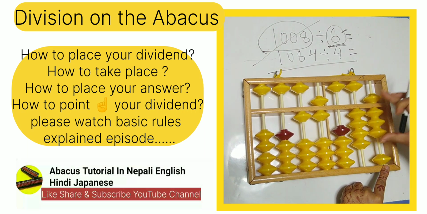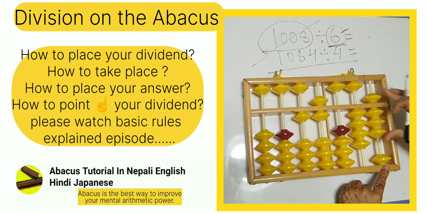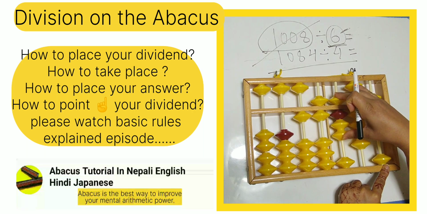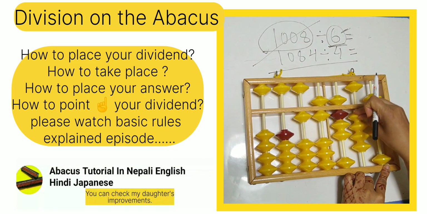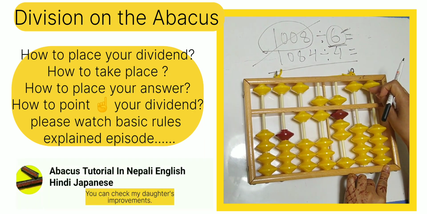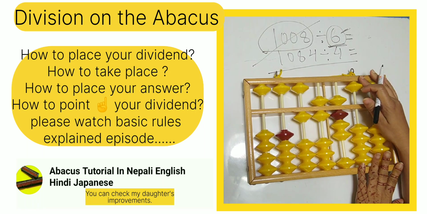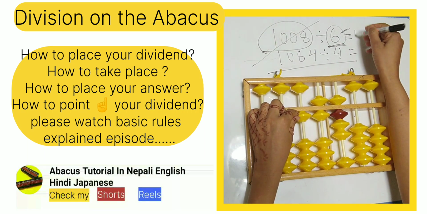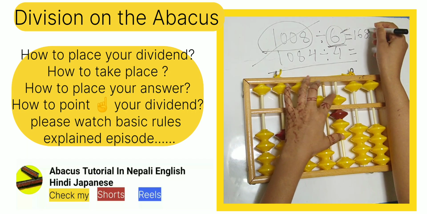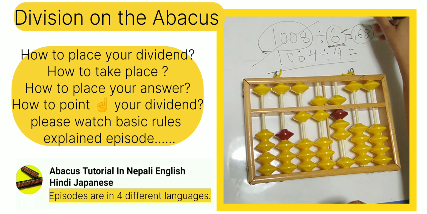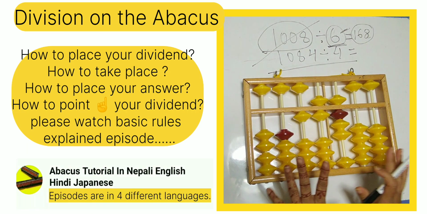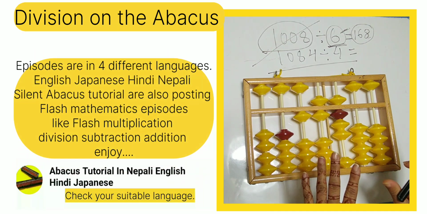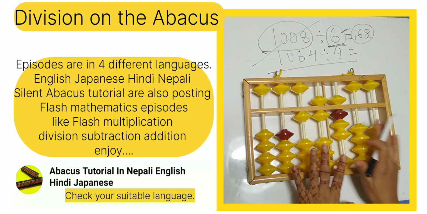This is 8. 4, 8, 48. Divide by 6. Your answer is 8. 6 eights are 48. Dividends are finished. And now you have your answer: 1, 6 and 8. This is your answer.